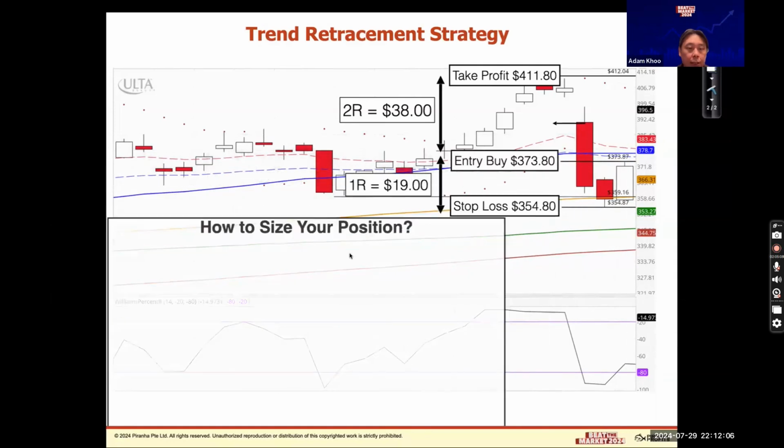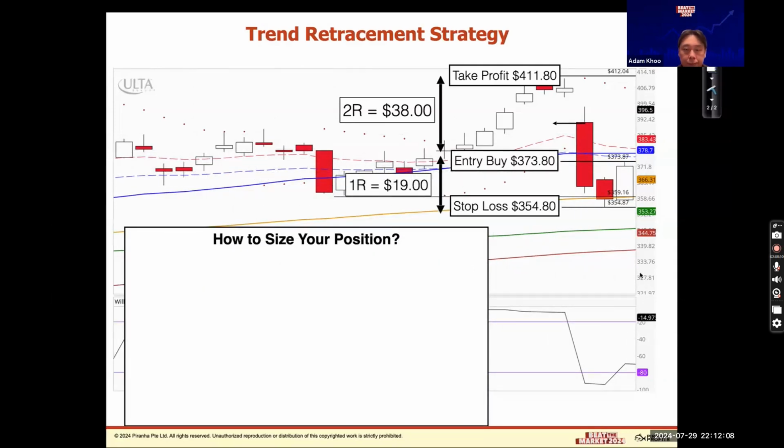Okay. So let's calculate your position size. So assume that your capital is $10,000 and you're risking 2%. Now, again, it could be 1%, but in this example, let's say it's 2%. Okay. So what is the maximum loss per trade? 2% times 10 grand is $200. Okay, cool.